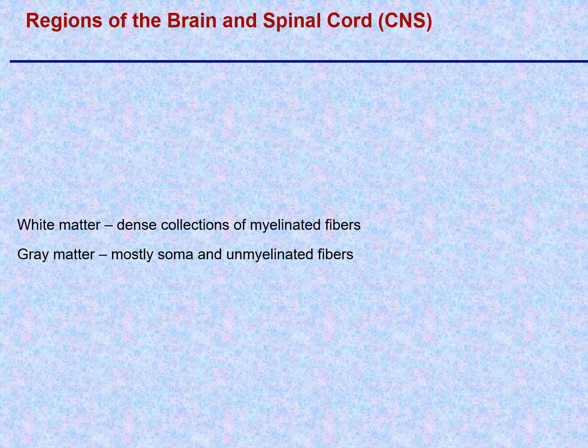A whole bundle of axons in the peripheral nervous system is called a nerve, and bundles of axons in the central nervous system are called tracts. So the white matter represents these tracts. They are dense collections of myelinated fibers, axons. The gray matter is mostly soma, or cell bodies with nuclei, and some unmyelinated fibers. The white matter is myelinated fibers, and the gray matter is cell bodies mostly with nuclei.